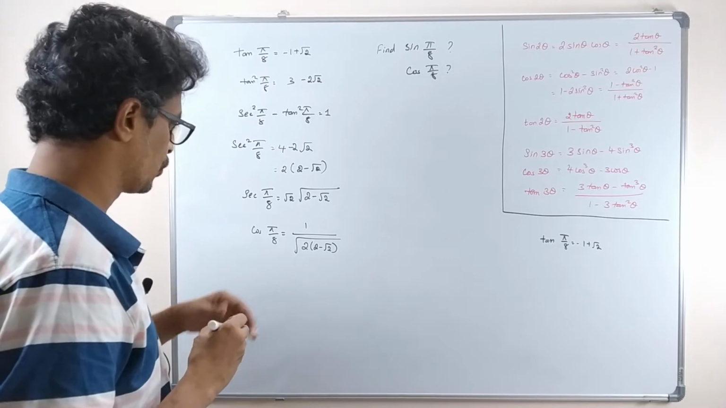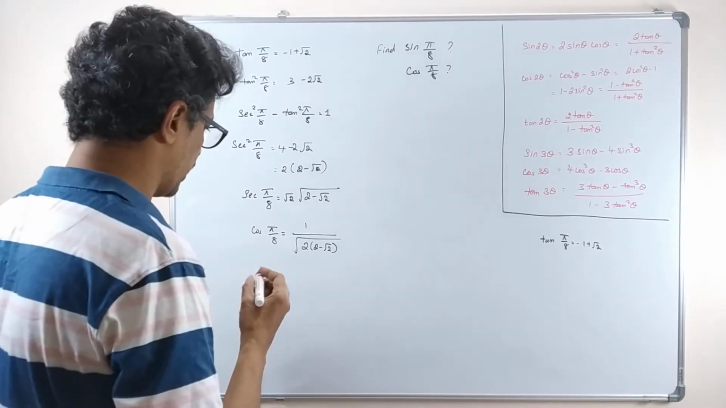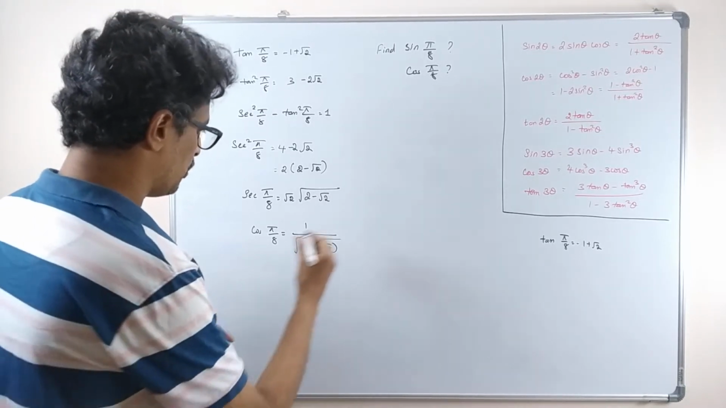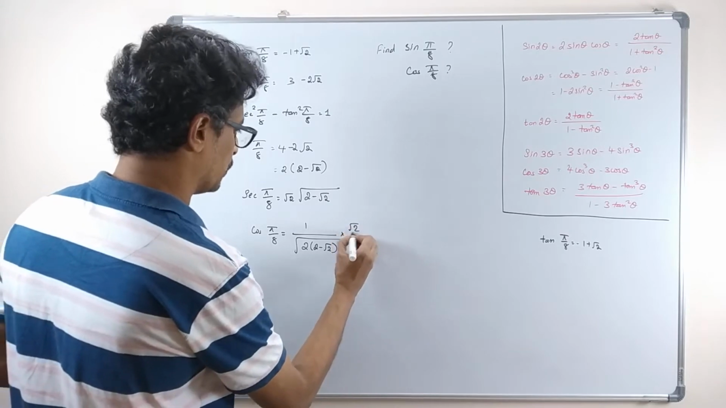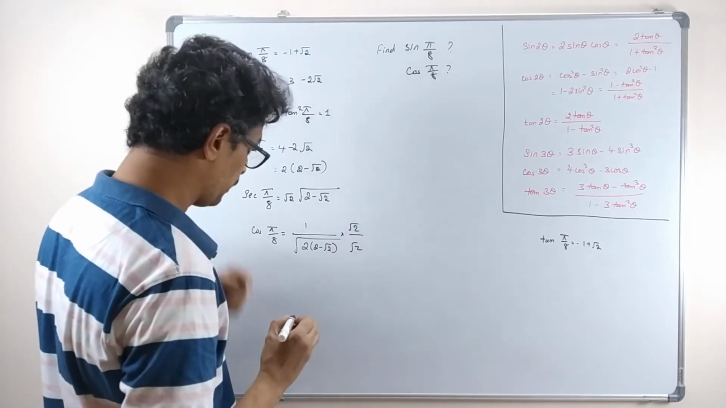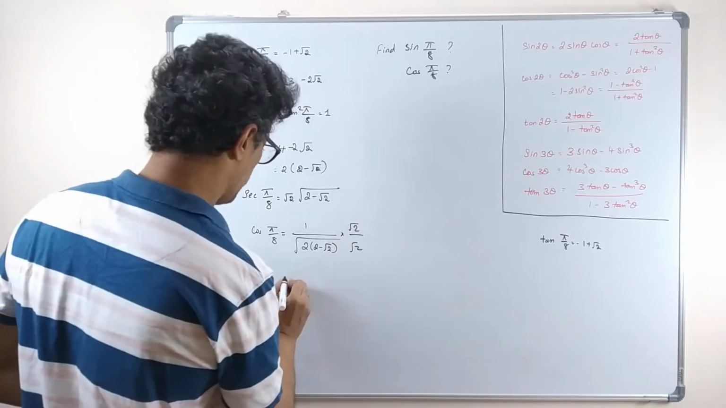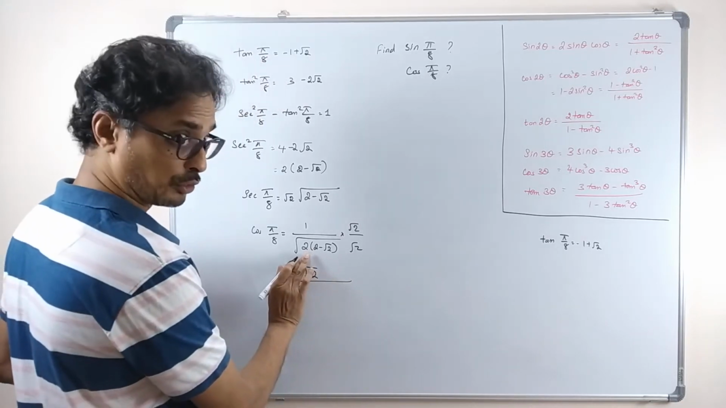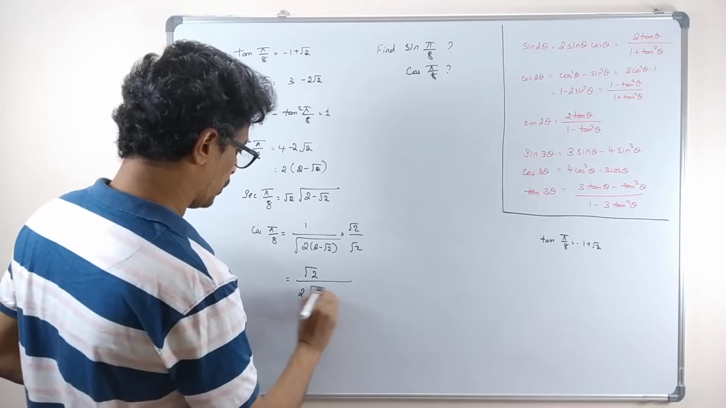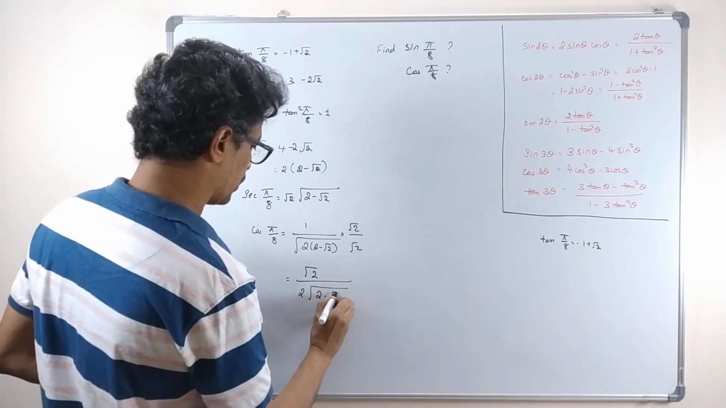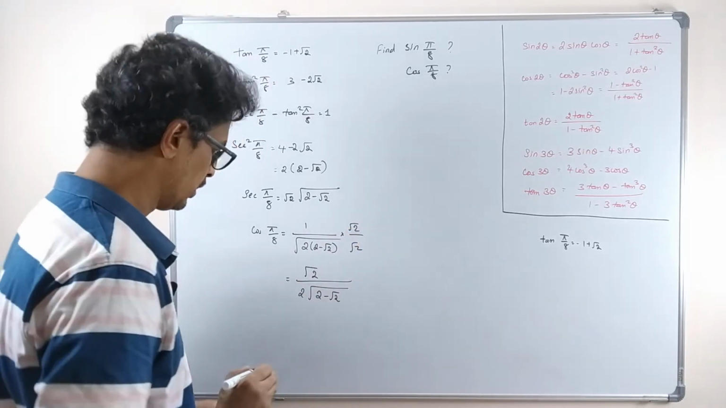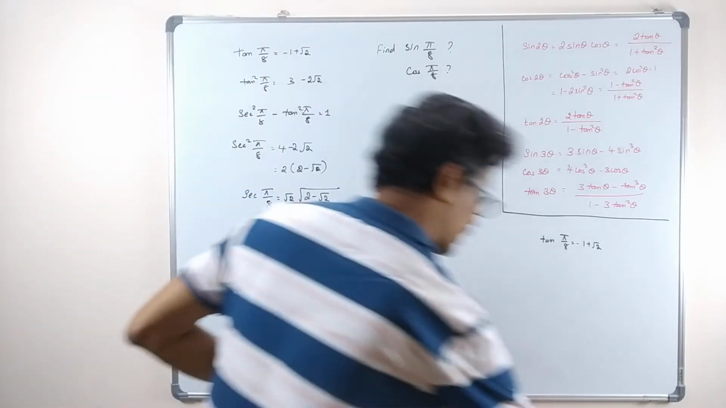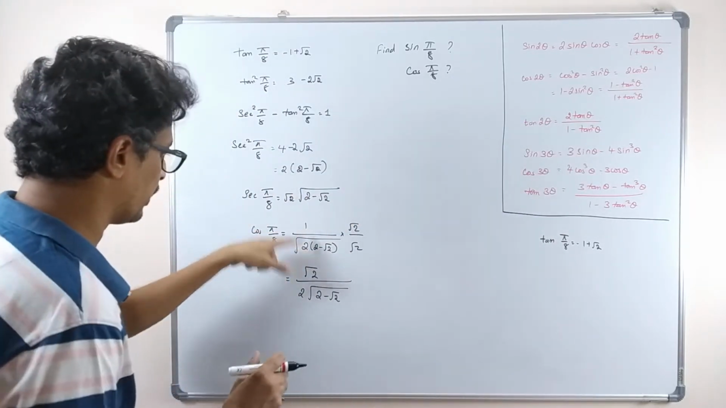So if you want to simplify it further, what we can do is multiply and divide by root of 2. Okay? So what will happen? This will become root of 2 divided by root of 2, which becomes 2. So 2 into root of 2 minus root of 2. Okay? And actually even with this itself you can stop.